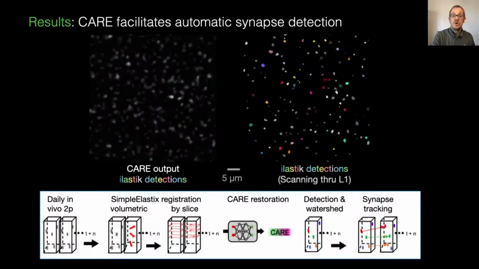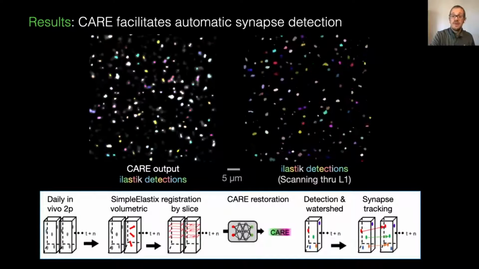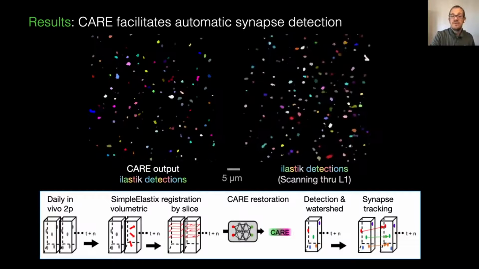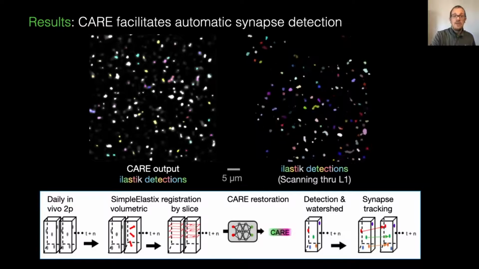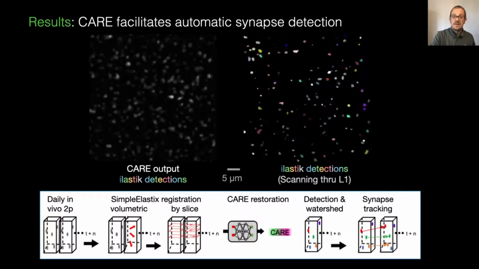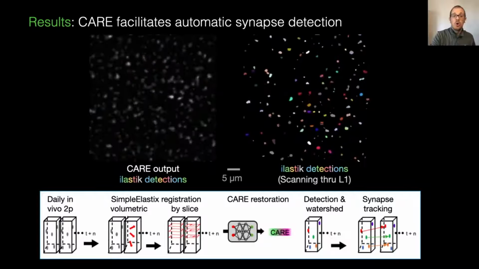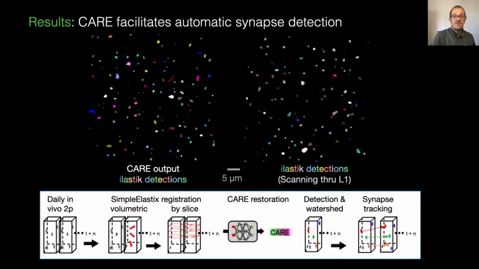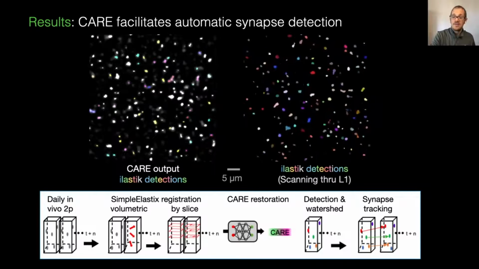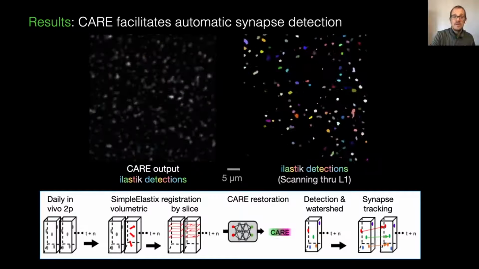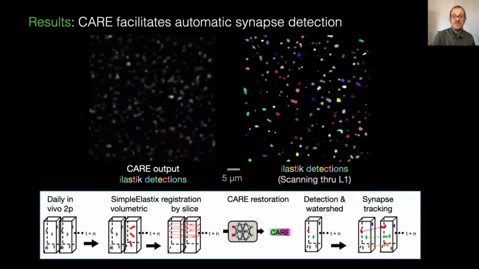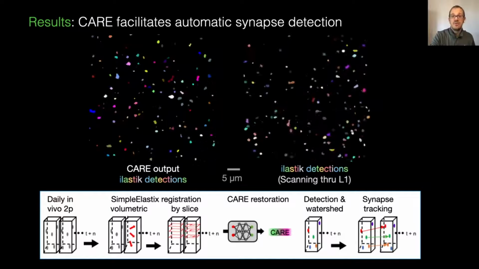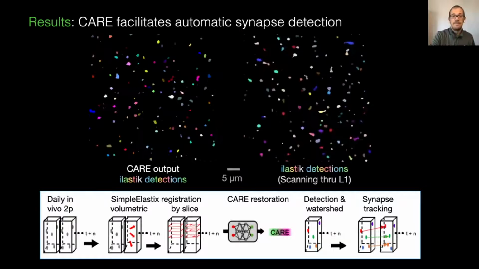Here's the pipeline we use to automatically detect, register, and segment millions of individual synapses in vivo. Briefly, we image the same volumes of cortex each day, align the daily volumes using elastix, apply the CARE restoration model, and automatically detect synapses using a watershed algorithm in ilastik. In the left video, we're switching between the CARE output and ilastik detections, which are rendered in arbitrary colors. And you can see how well we're segmenting hundreds of individual synapses in the single imaging plane. And on the right, you can see the richness of our 3D detections in the in vivo volumes.